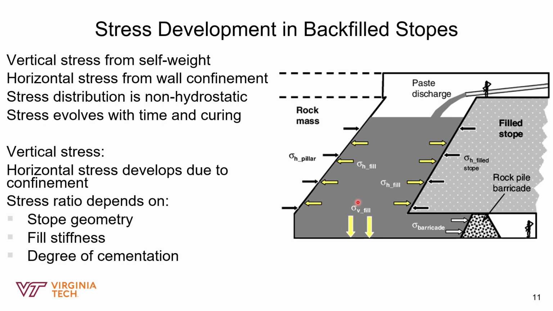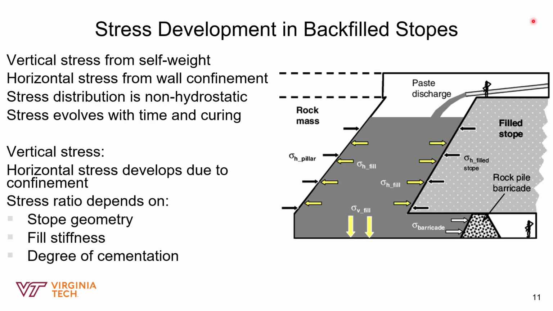And second, we have the horizontal stress, which is the sigma H fill, shown by the sideways arrows that we see right here. Okay, so the sigma H fill develops because of confinement. As the paste tries to settle and squash down, it wants to expand sideways, but it can't because the hard rock walls are in the way. That resistance creates the horizontal pressure.